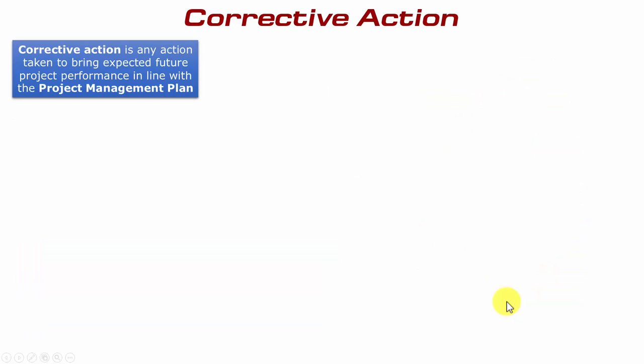Next up, corrective action. Now, this is any action taken to bring the expected future performance in line with the project management plan. So, whereas preventative action is to prevent something bad from happening, this is merely adjusting your course on your voyage, so to speak, to bring it back on track. And it's something the project manager would do possibly very informally. However, many corrective actions need to be handled more formally.